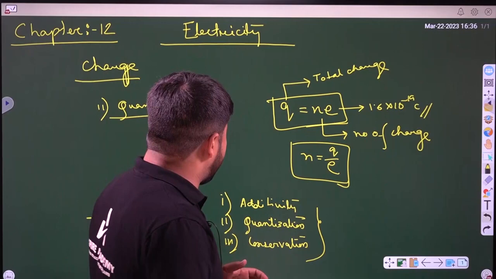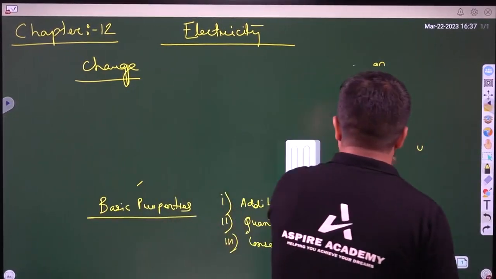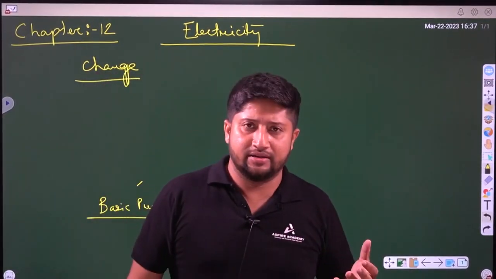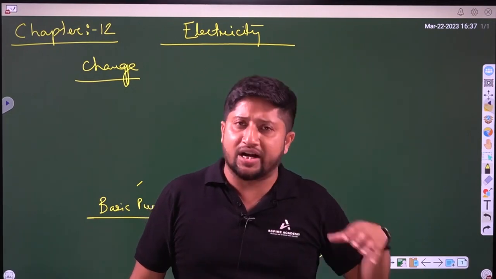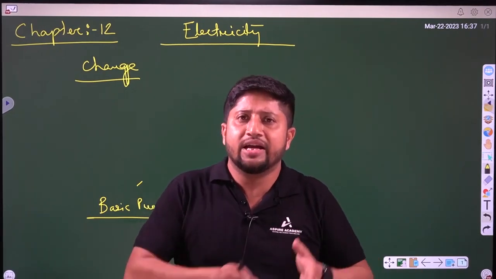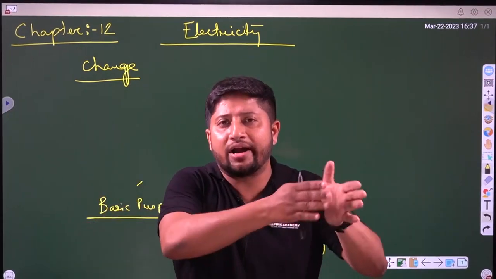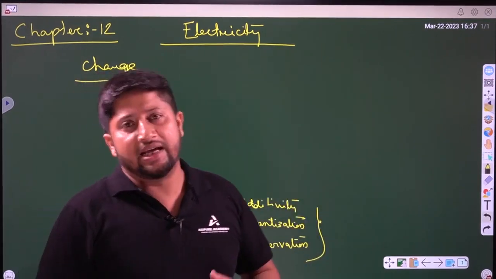After that, the next one is called conservation. So how can charge be conserved? What is the conservation of electric charge? Charge cannot be created. Already we have discussed that it is an intrinsic property of matter. Charge can neither be created nor destroyed. It can transfer from one place to another place, or from one point of a wire to another point. So this is called conservation of electric charges.